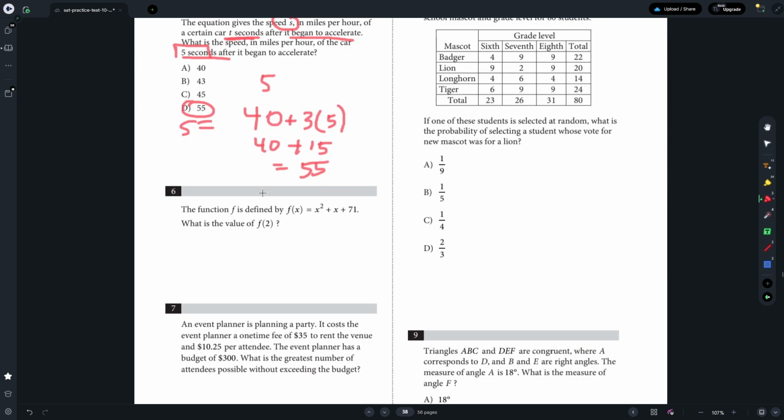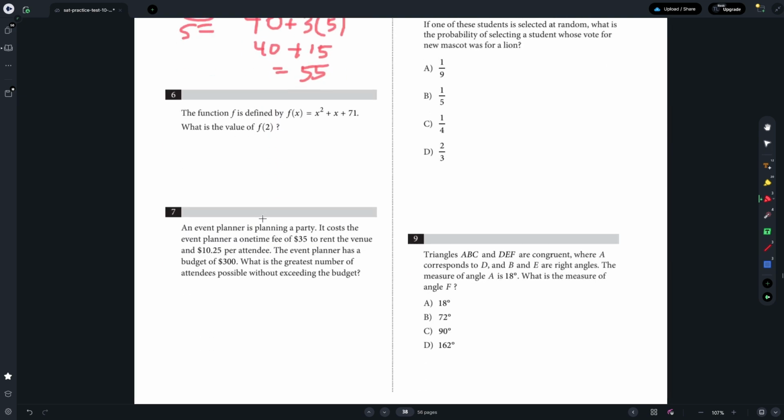All right, number 6. This is our first short response question, not a multiple choice. It says the function f is defined by f of x is equal to x squared plus x plus 71. What is the value of f of 2? In these kinds of questions, they want you to plug in this 2 in place of the x value. So basically, you would replace all these x's with 2's, right?